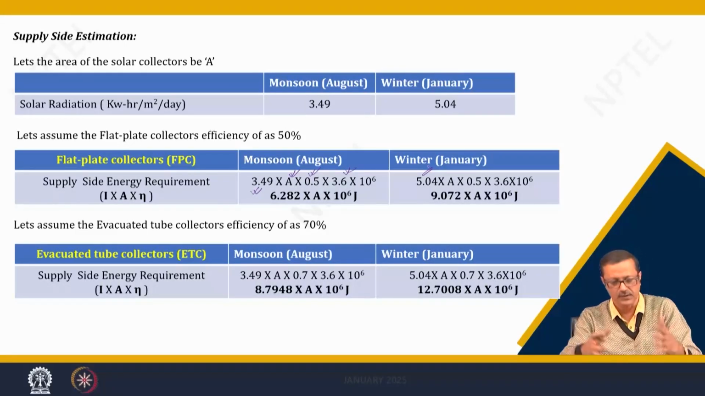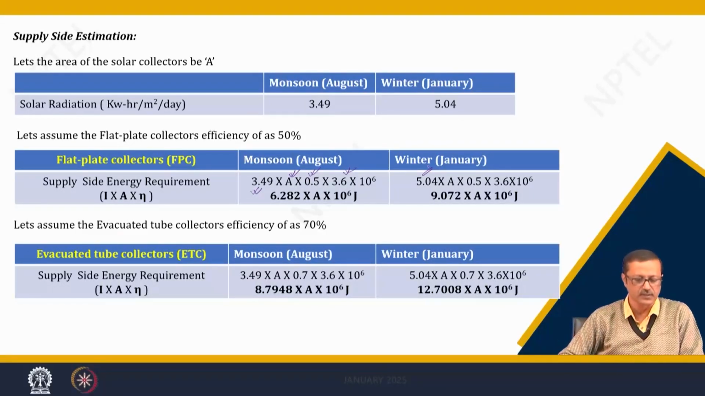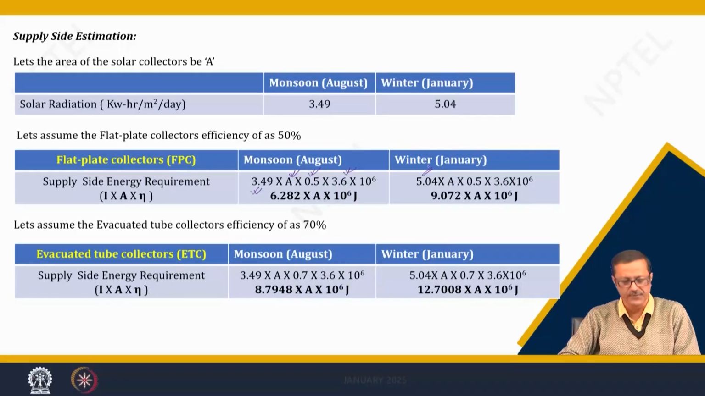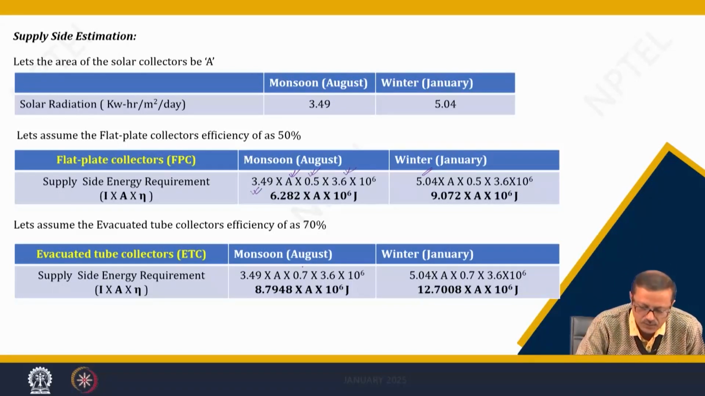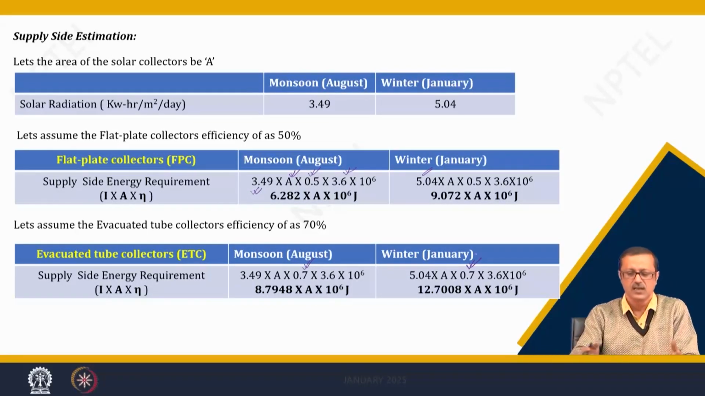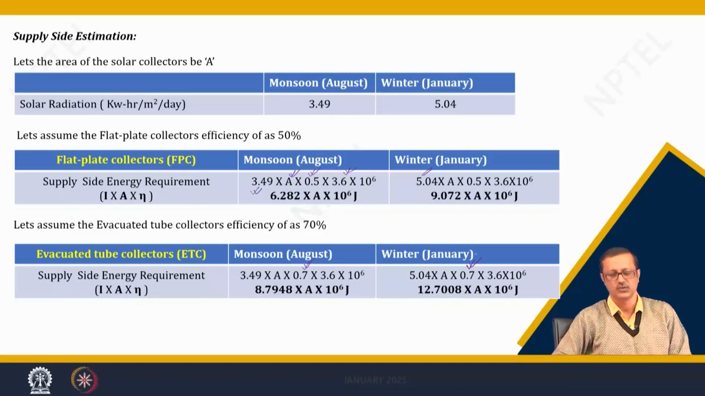Of course, sorry, let us go to the evacuated tube collector also. For the evacuated tube collector I am assuming an efficiency of 70%. I have done a similar calculation for monsoon and winter; the only change is the efficiency, 70% over here and 70% over here, and the rest of the data for monsoon and winter will remain the same. So I get two different figures in joule.